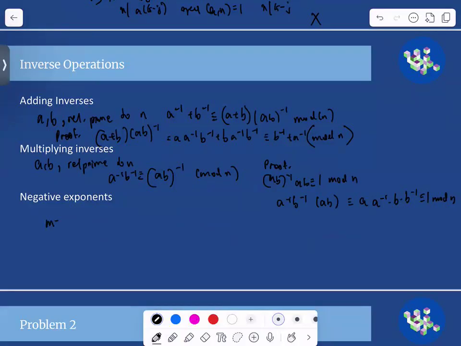For negative exponents, we can define any negative exponent mod some n. And so m to the power of negative a is the inverse of m to the a. And we can also write that as m to the negative 1, to the power a. And both definitions should give us the same residue.